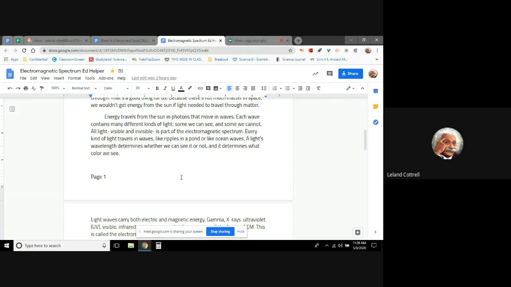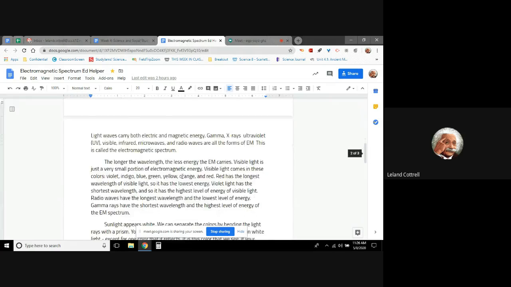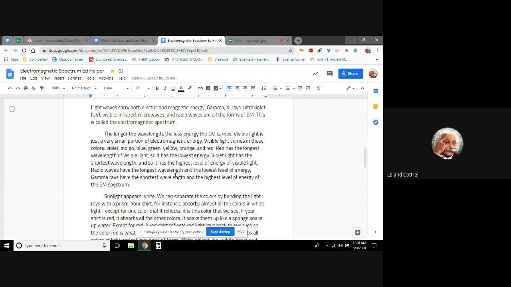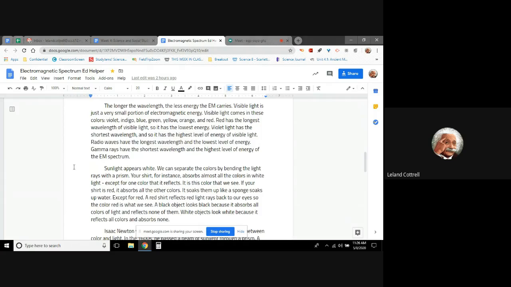Every kind of light travels in waves, like ripples in a pond or like ocean waves. A light's wavelength determines whether we can see it or not, and it determines what color we see. Light waves carry both electric and magnetic energy. Gamma, X rays, ultraviolet, visible, infrared, microwaves, and radio waves are all forms of electromagnetic energy. This is called the electromagnetic spectrum. The longer the wavelength, the less energy the electromagnetic spectrum carries. Visible light is just a very small portion of electromagnetic energy.